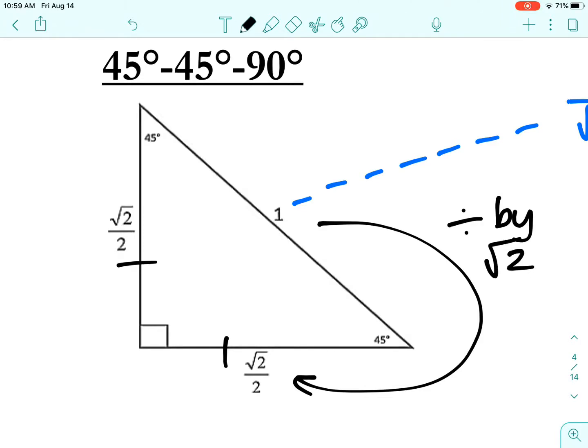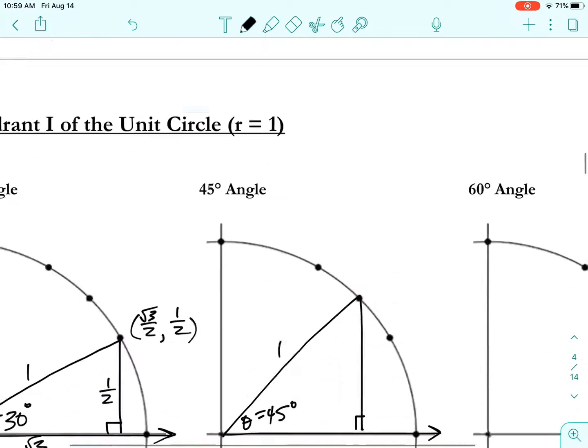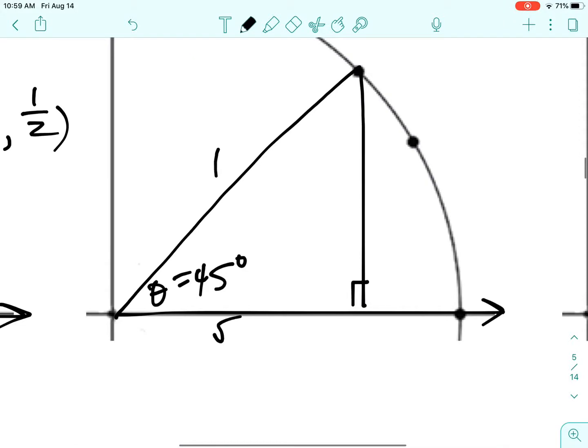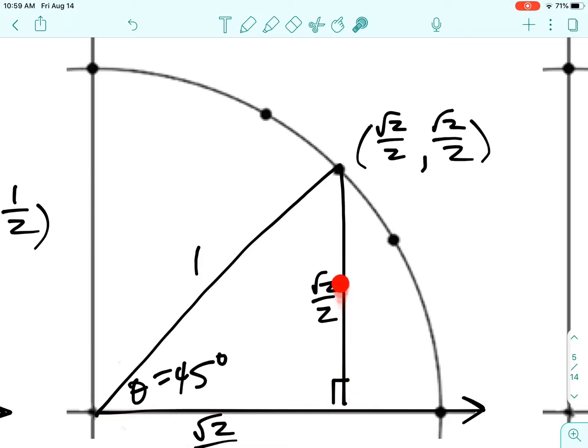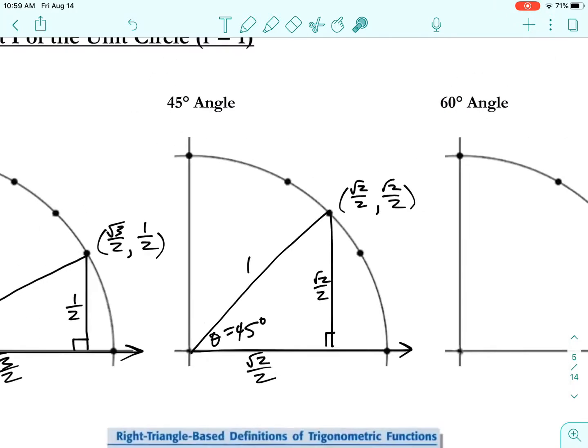Can you still label both of the side lengths? That is the entire semester of trig. This is √2/2 and this is √2/2, and that means I can come up with an ordered pair here. √2/2, √2/2. That means I went to the right √2/2 and I went up √2/2. It's just the triangle inside a circle, and you have to be able to label all the sides.